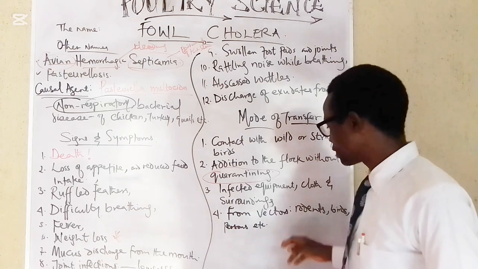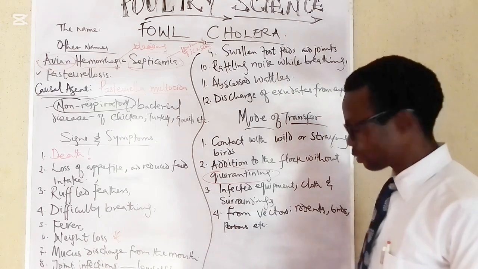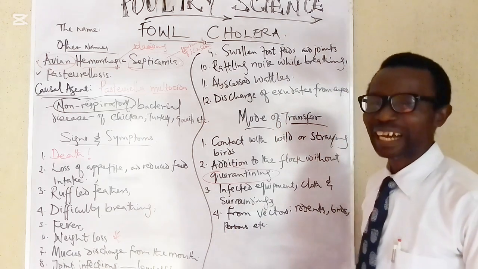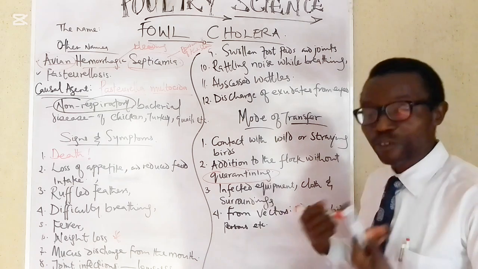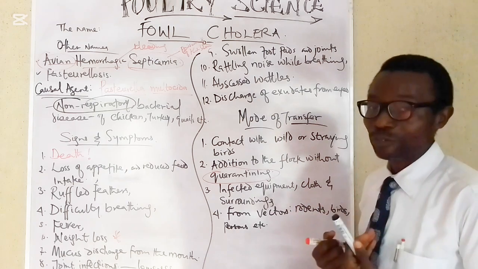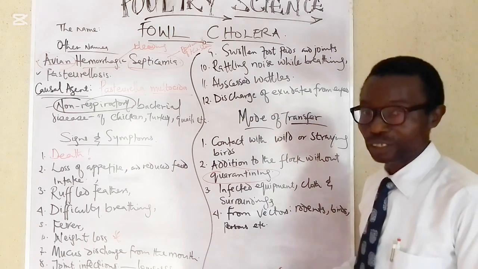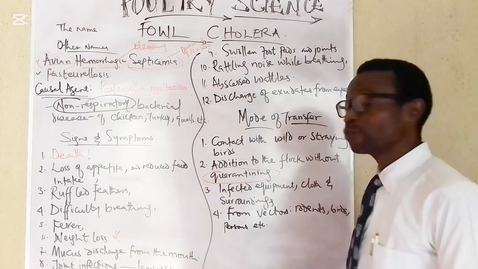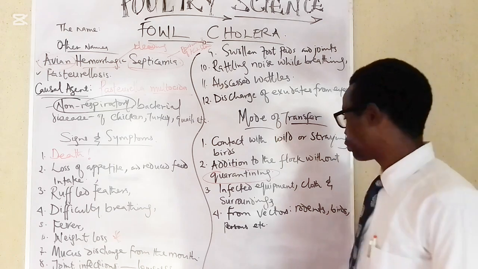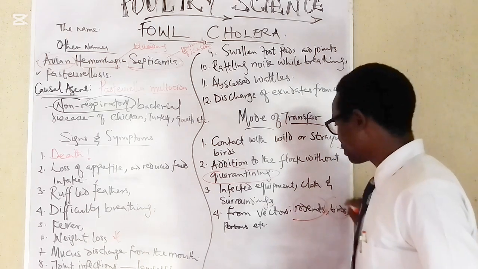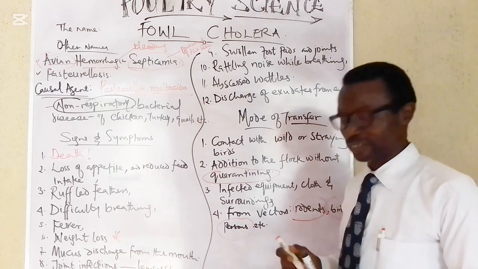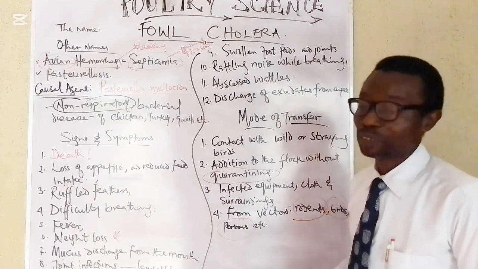Then number 4 is vectors. What are vectors? Vectors are organisms that carry pathogens. They may not themselves fall ill from the pathogen they are carrying and distributing, but they have them. So it could be cockroaches, insects, rodents, birds, it could even be persons. Some people are themselves vectors.